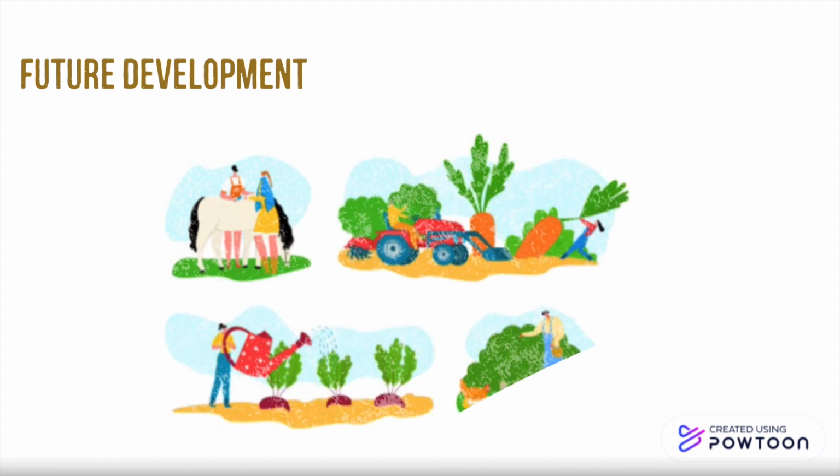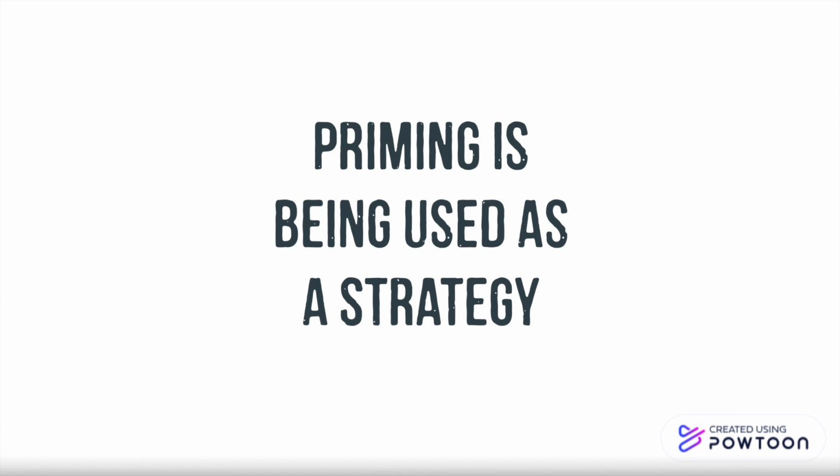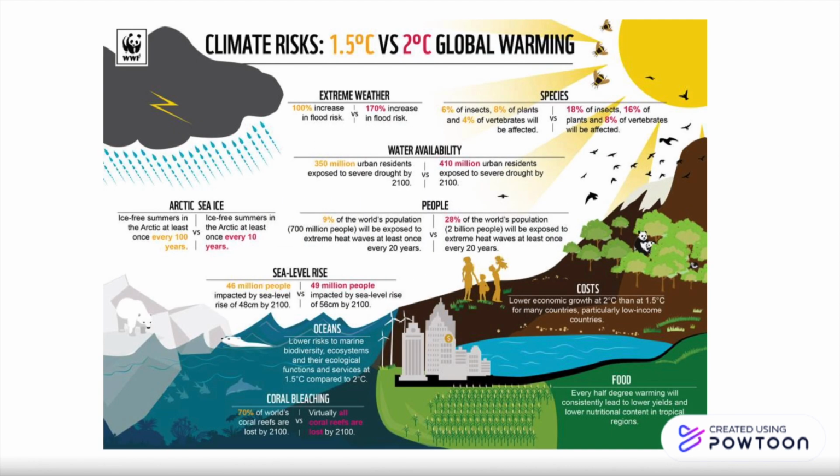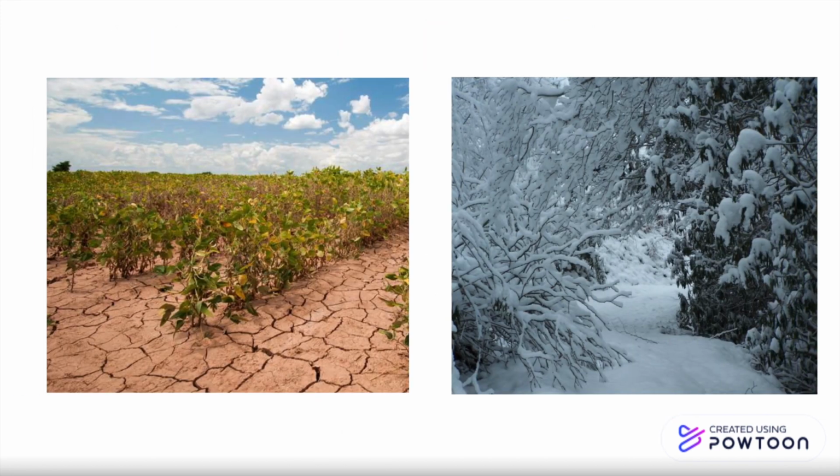A good example of this can be seen in the agriculture industry. Priming is being used as a strategy to prepare plants for extreme changes in future climates so that crop productions are not heavily affected. Two good examples would be heat priming and cold priming.